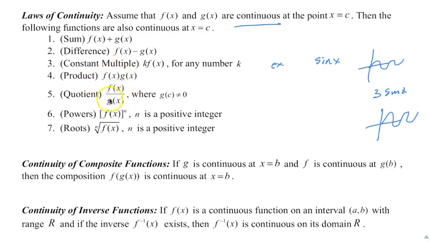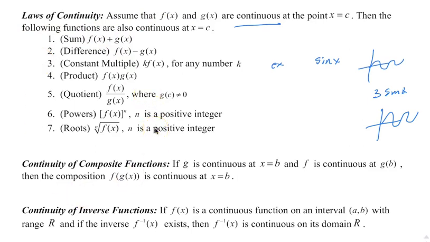Except for one thing: wherever the denominator equals 0, that's not in the domain. So it's still continuous everywhere, it's just not in the domain. It's a little funny wording. Power: if you take a continuous function to a power, it's still a continuous function. If you take the root of a continuous function, it's still a continuous function. So it's kind of like the limit laws, same concept. If something's continuous and you do these operations with them, they're still continuous.